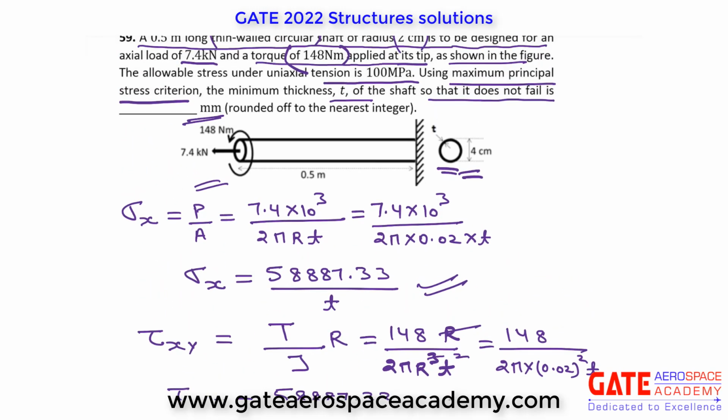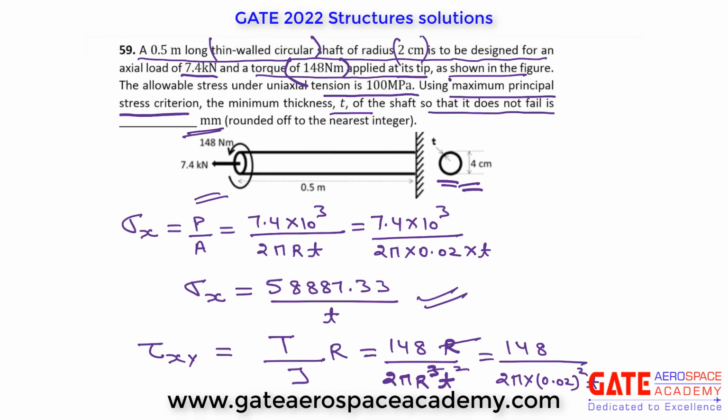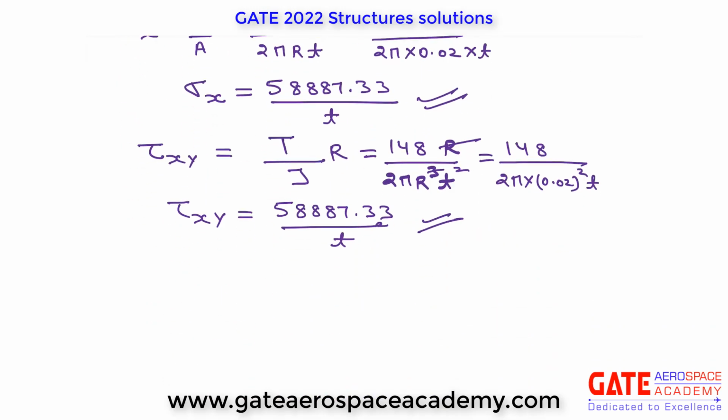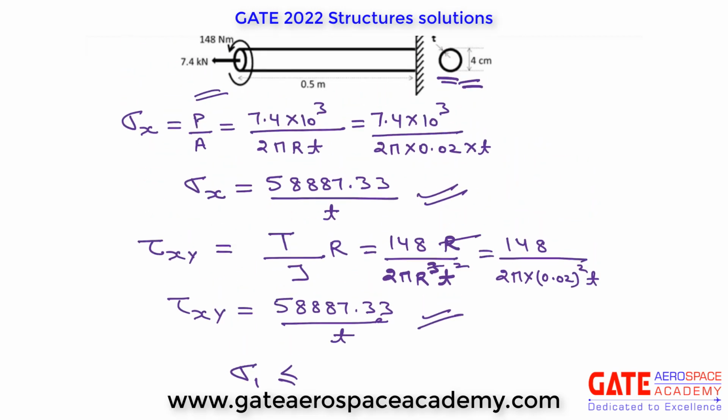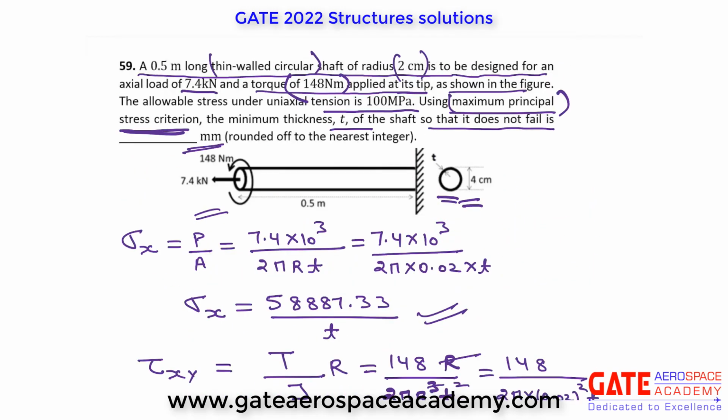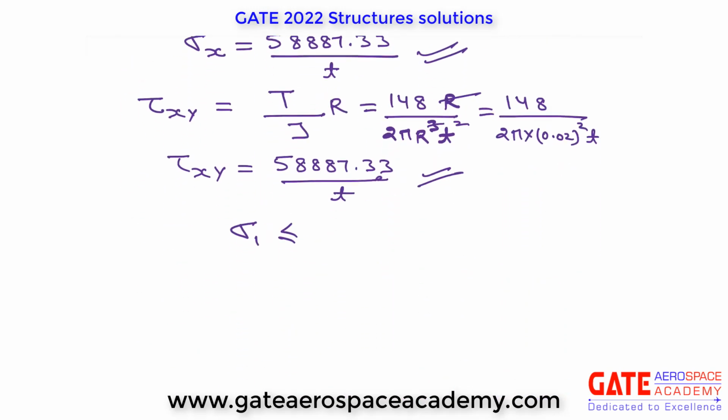Now let's apply the criteria. They are telling to use maximum principal stress criteria. So what is maximum principal stress criteria? That maximum principal stress should not exceed the allowable stress in uniaxial tension, that is 100 MPa, correct? So sigma 1 should be equal or less than 100 MPa. So let's find out sigma 1.